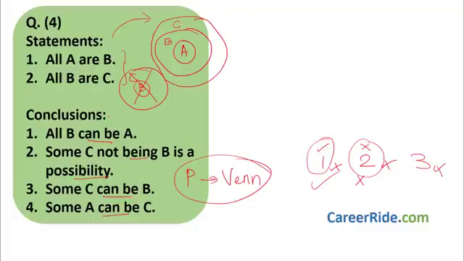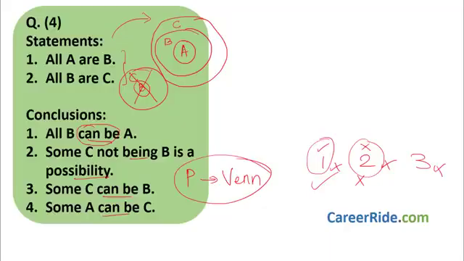Now the conclusions. First is all B can be A. From this diagram of A and B, where all A are B, can you say that all the B can be A? Can be means possibility, so this is a possibility conclusion. We have to check whether this possibility is true or not. Over here, can you say that all the B can be A? No, we cannot say. We can say that some part of B is A, but we cannot say that all the B can be A.